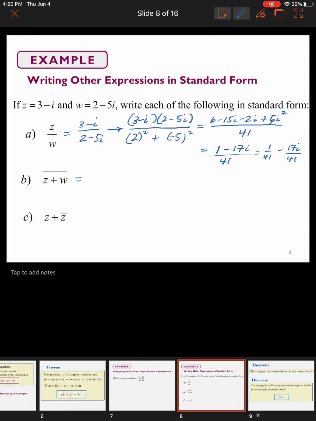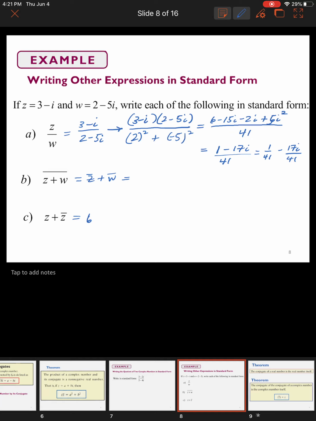Part B, that's the same thing as saying the conjugate of z plus the conjugate of w. Take the conjugates, add the real with the real, the imaginary with the imaginary. And then part C, you have z plus its conjugate. I'm just going to write some answers up here, and you just try to fill in how to get those answers using the knowledge that you've obtained.